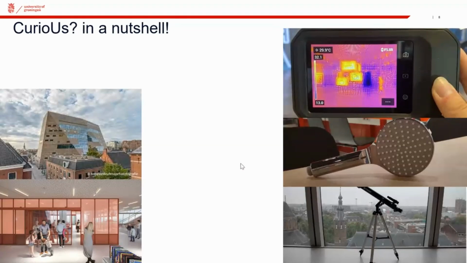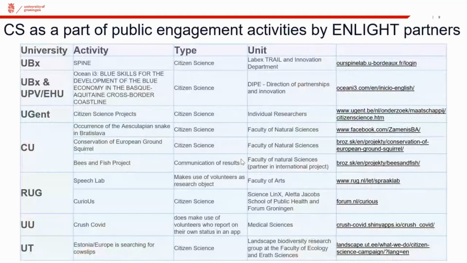Thank you very much, Niels, for introducing Curious. Now, we saw examples of work that is being done with the Curious program, and previously with this network, the Enlight partners tried to map a little bit all the public engagement efforts that are going on across different universities and different organizations that are partners.